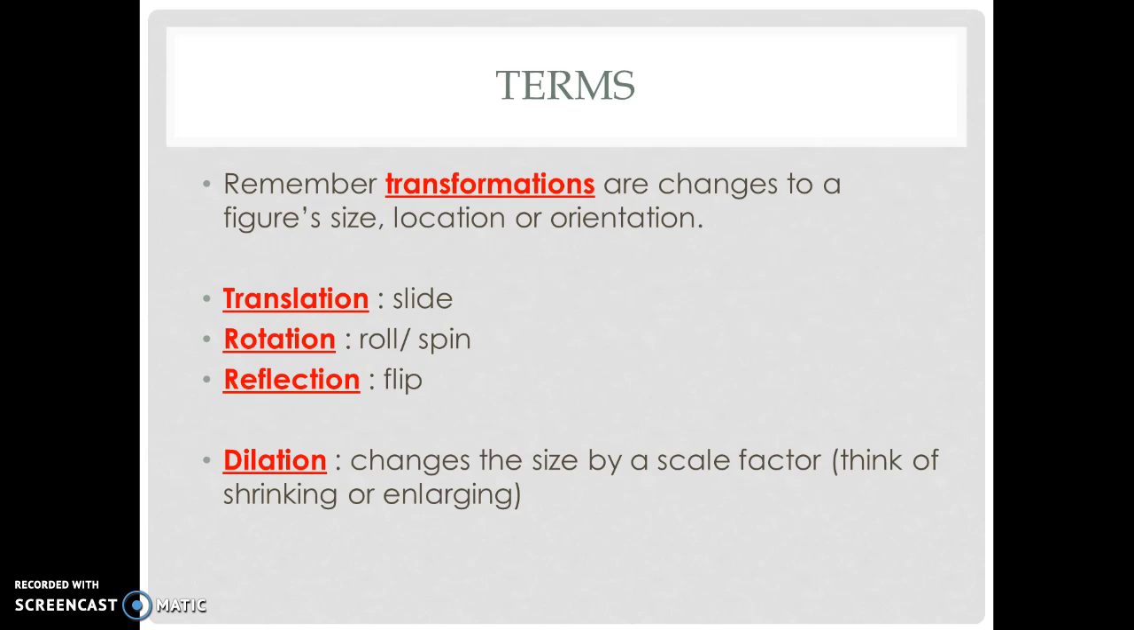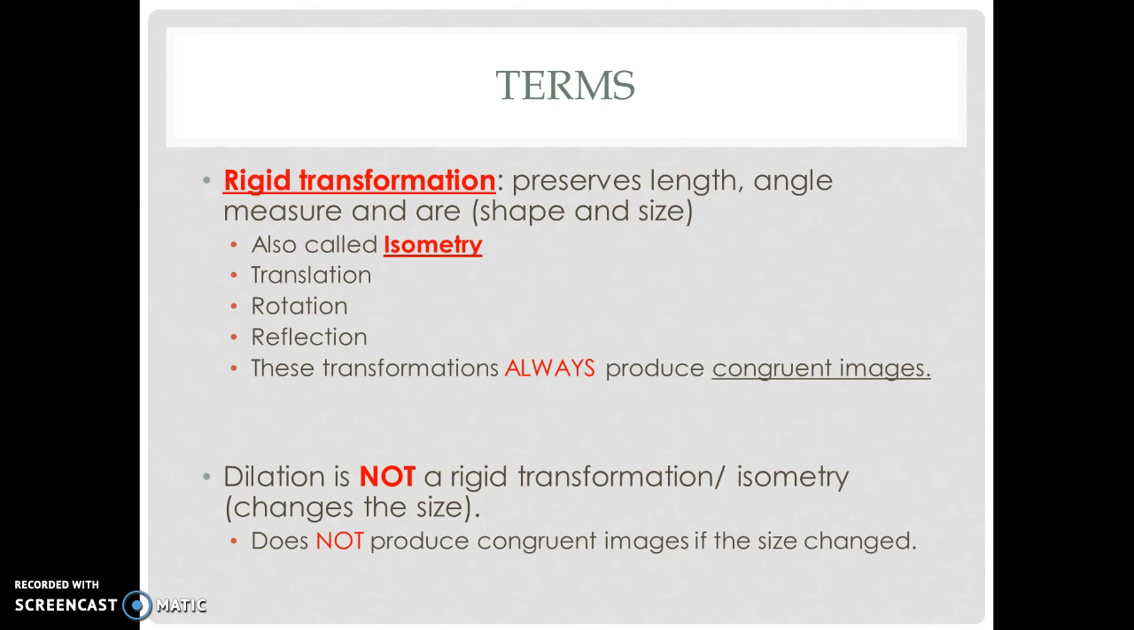Something new we are going to talk about is a dilation, which is where you actually change the size of the figure by a scale factor, so you can think of either enlarging the image or reducing or shrinking it. A rigid transformation is anything that preserves length, angle measure, and area. So that means shape and size don't change. Another name for this rigid transformation, staying the same, is an isometry.